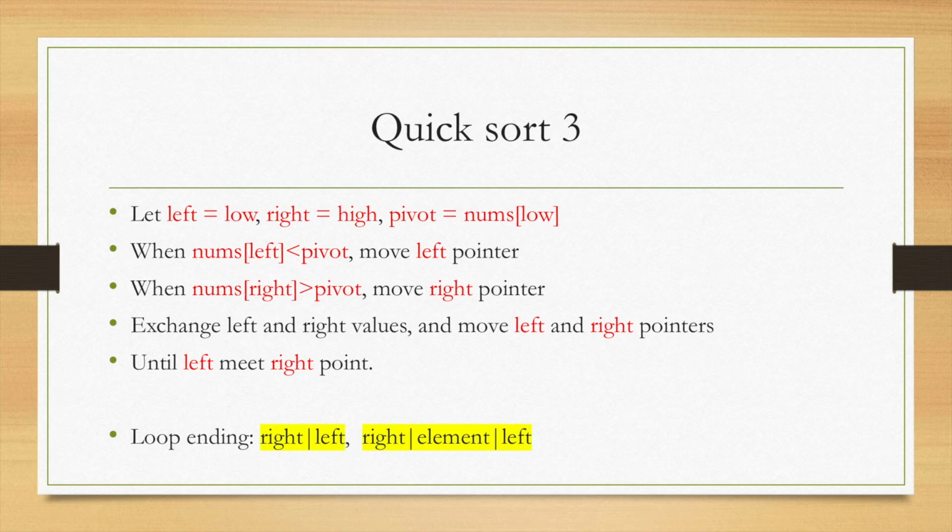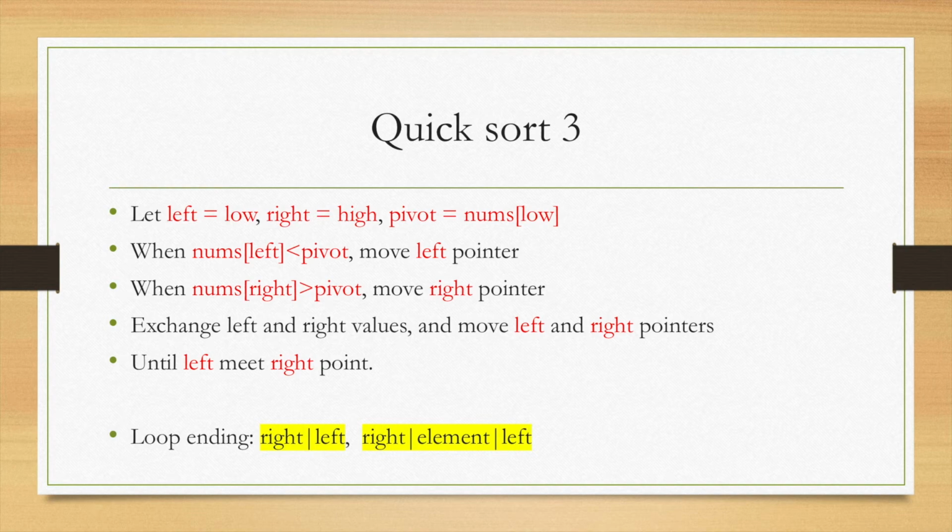For the previous 2 solutions, we used the same algorithm architecture, and used two ways to implement partition. Here we introduce another quicksort method, and here are the steps. First, let left equal low and right equal high, and the pivot is the first element. And when nums[left] is less than the pivot, move the left pointer. When nums[right] is greater than the pivot, move the right pointer.